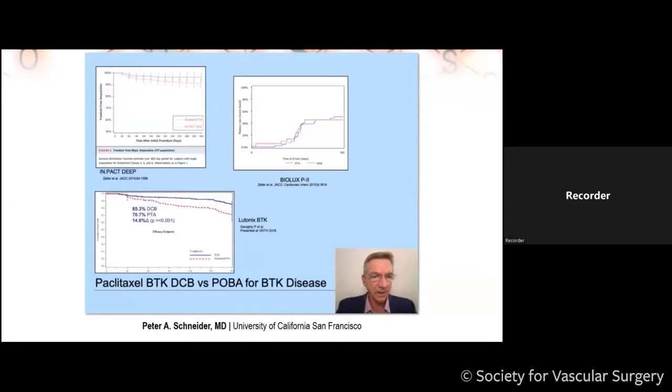So here are paclitaxel drug-coated balloons below the knee, which have been compared with PTA. These are 3 essentially failed studies, none of which will go forward.